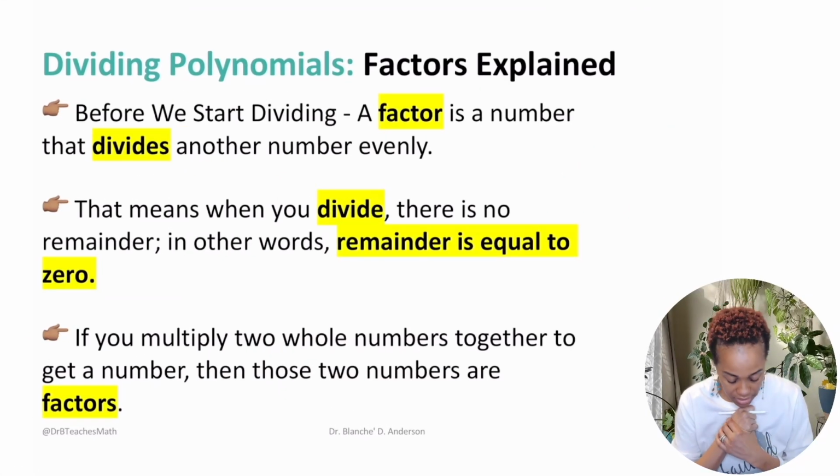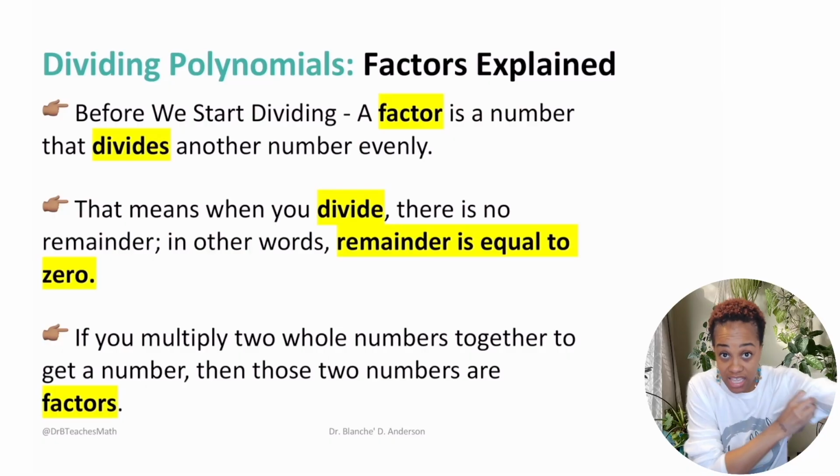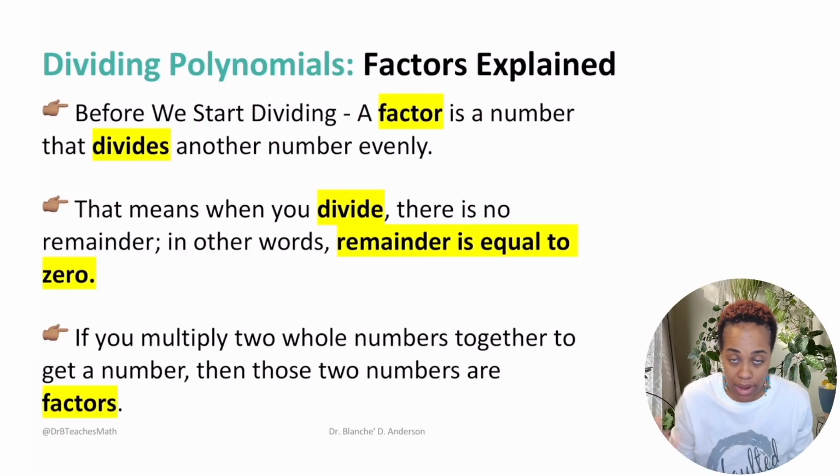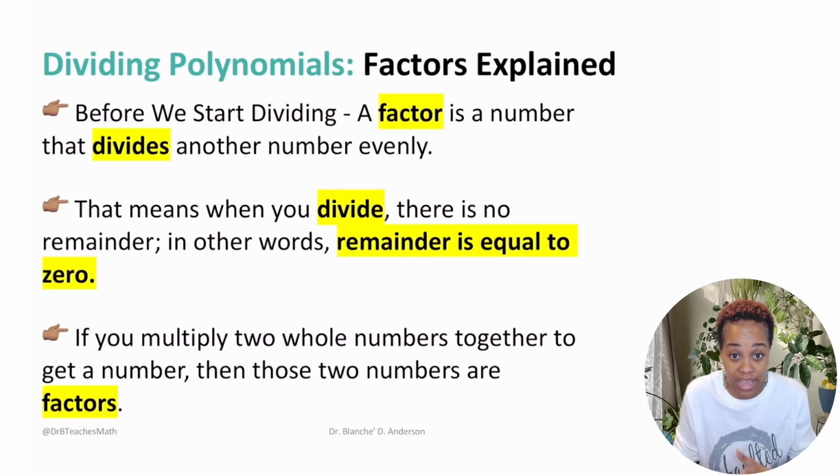Okay, so what is a factor? Before we start dividing, I want to make sure that you understand the terminology of factor. A factor of a number is something that divides it evenly. For example, if you think of the number 8, 2 and 4 are factors of 8. Why? Because 8 divided by 2 is 4, there is no remainder. 8 divided by 4 is 2, there is no remainder. So 2 and 4 are in fact factors of 8. That's why I put that it's a number that divides another number evenly, and when you divide, there is no remainder, or we would say the remainder is 0.